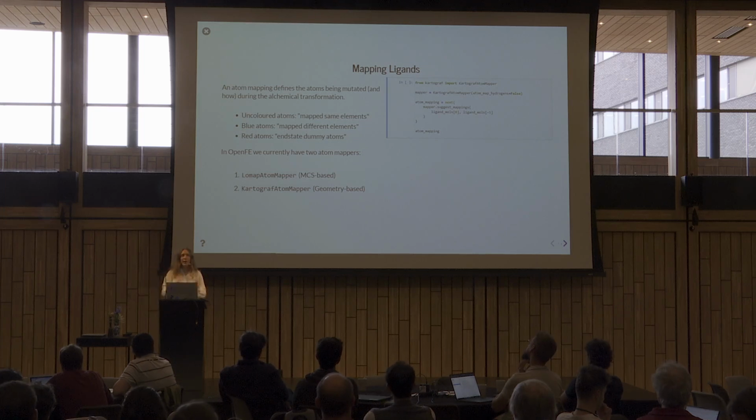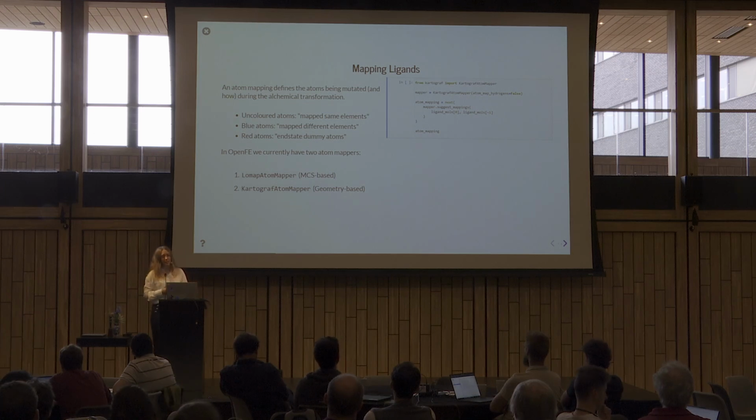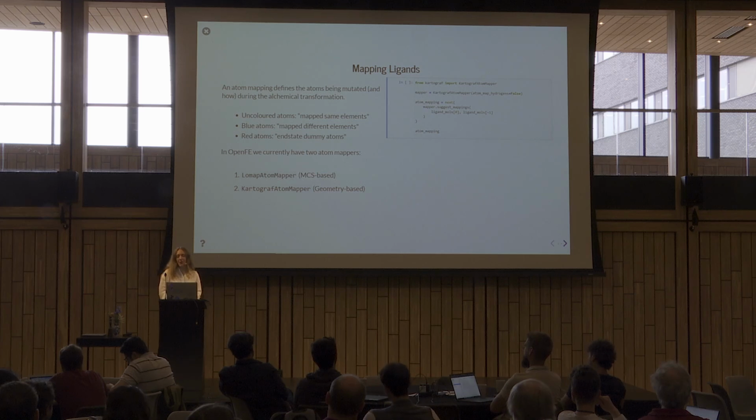We have to map our ligands on top of each other for our relative binding free energy calculations. Here we have two different ligand atom mappers. We have the LOMAP atom mapper and we have the Kartograf atom mapper. Ifan already talked about this in his talk. LOMAP is based on the 2D maximum common substructure between the ligands, while Kartograf is a 3D-first algorithm. In this demo, we will be showing you how to use Kartograf, but we also have tutorials for you on how to use the LOMAP atom mapper.